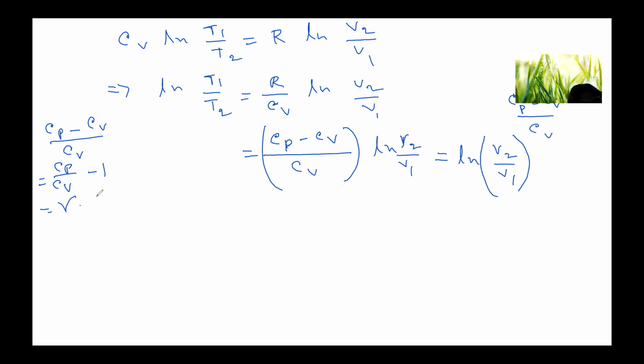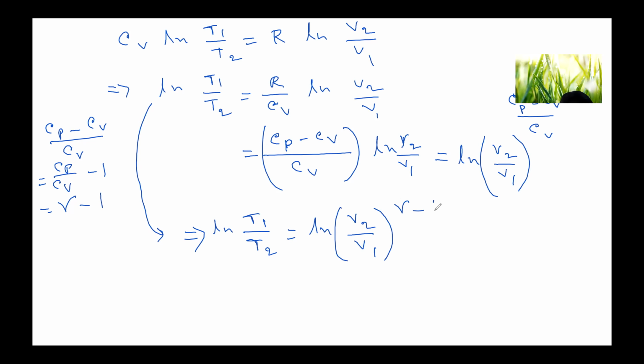We know this is equal to gamma, so it will be gamma minus 1. So I'm just coming back over here. ln(T1/T2) equals ln((V2/V1)^(gamma-1)). So we can write from here T1/T2 equals (V2/V1)^(gamma-1). So this is the relation between T and V.